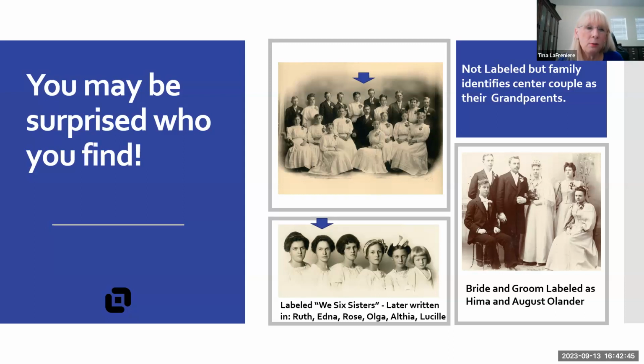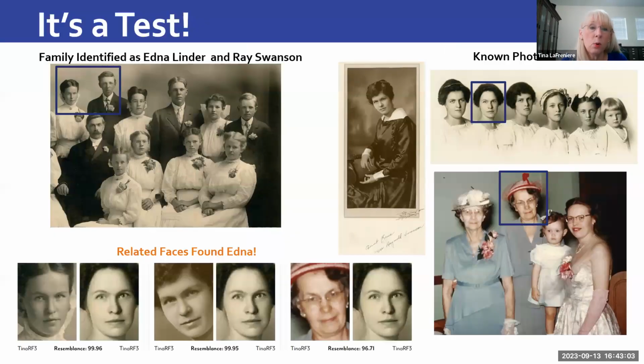The confirmation photo originally only had two people identified, Steve's grandparents, Edna and Ray, and they're under the arrow. Below is a photo of Edna and her five sisters, and to the right is a wedding photo for a two times great aunt and uncle. The first thing Steve wanted to see was if it really is his grandparents in the confirmation photo, and Related Faces confirmed Edna by pairing her with every known photo of Edna.